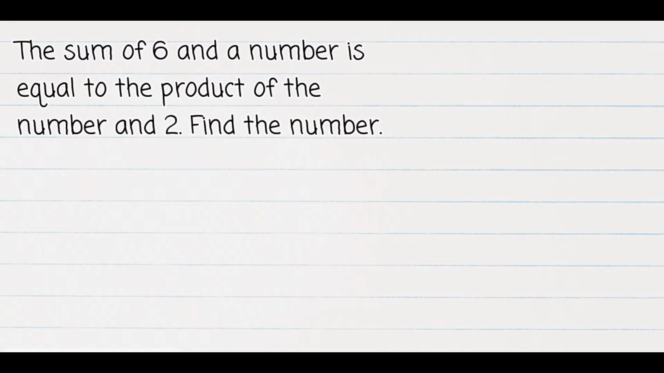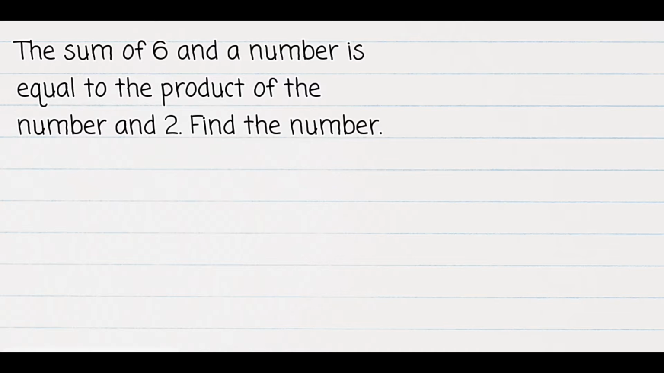The sum of 6 and a number is equal to the product of the number and 2. Find the number. In this particular example, or in word problems in general, what you have to do is decode the sentences so that it will give you the correct equation. Now, the sum of 6 and a number is equal to the product of the number and 2. We don't know this particular number which is mentioned here and here.